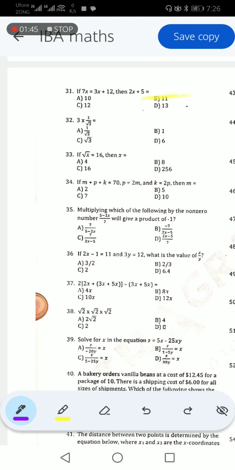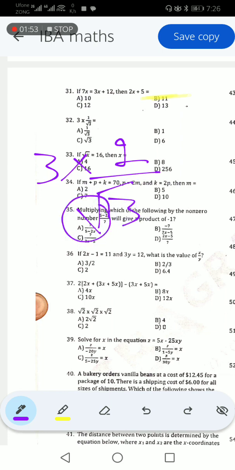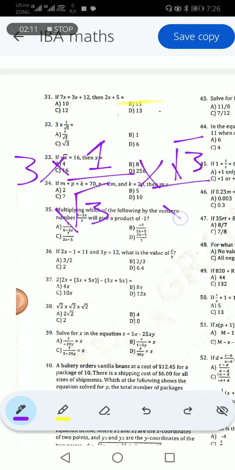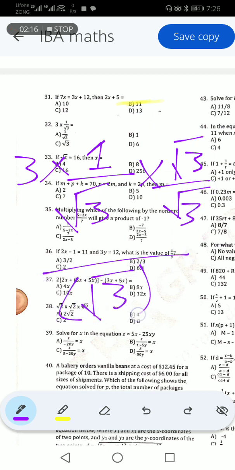In the next question, we have to solve this equation: 1 upon under root 3. Keep in mind that whenever there is an under root in the denominator, you have to rationalize it. So we're going to rationalize it simply. We multiply and divide by under root 3, so the denominator becomes under root 3 whole square, which is 3, and the numerator is 1 multiplied by under root 3.